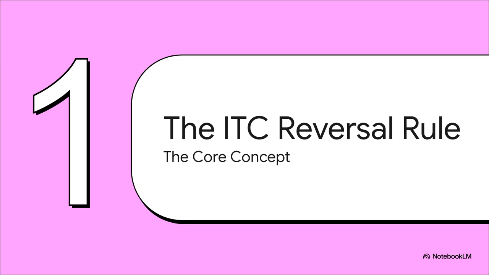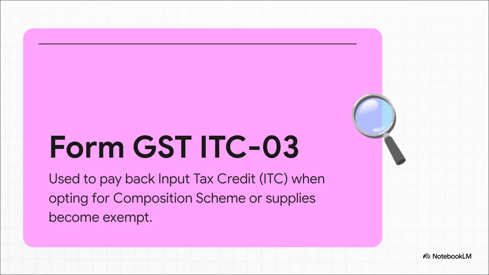Let's get to the core of this whole thing. So, what's the big idea here? Simply put, Form GST ITC-03 is how you pay back the input tax credit, or ITC, that you've already claimed on stuff you have on hand. Why? Because your business's new status, whether you're in the composition scheme or your products are now tax exempt, means you're just not eligible for that credit anymore. It's a way to true up the books.